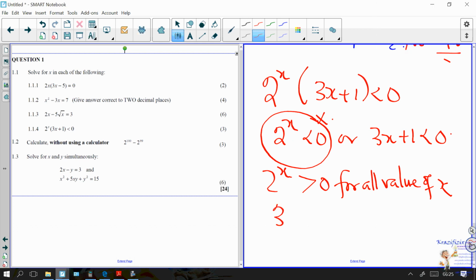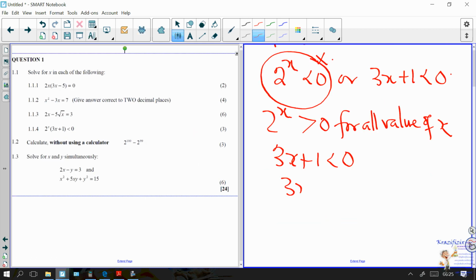All right, 3x plus 1 less than 0. What would that be? 3x less than negative 1, right? x less than negative 1 over 3. So those are my solutions.